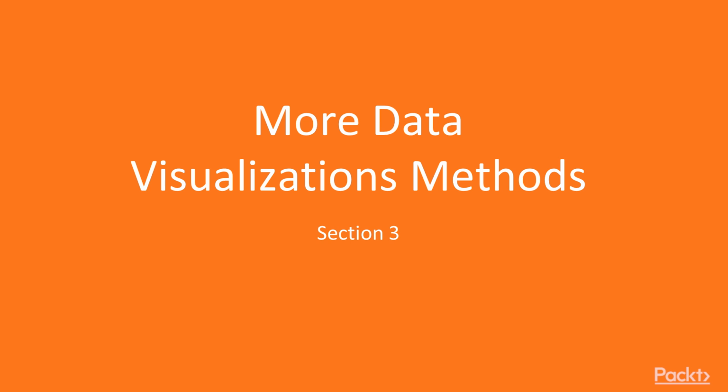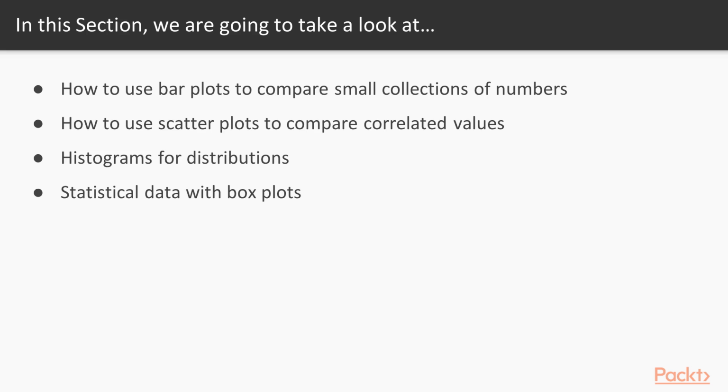In today's video, the first of section 3, we're going to begin looking at some more different data visualization methods. In this section, we're going to see how to use bar plots, scatter plots, histograms, and box plots to compare different kinds of data, whether that be small collections of numbers, correlated values, distributions, or statistical properties of distribution.